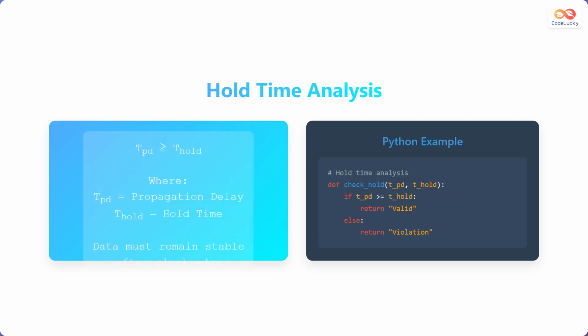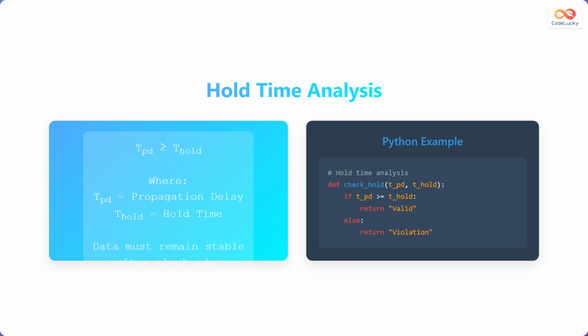Now let's delve into hold time analysis. The analysis equation is T propagation delay must be greater than or equal to T hold, where T propagation delay is the propagation delay, and T hold is the hold time. The data must remain stable after the clock edge to meet this condition. Here's a Python code example to check for hold time violations.